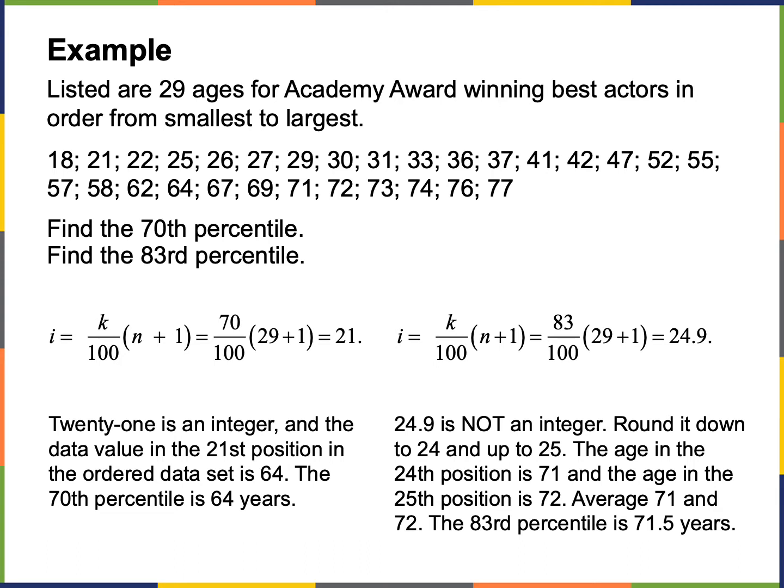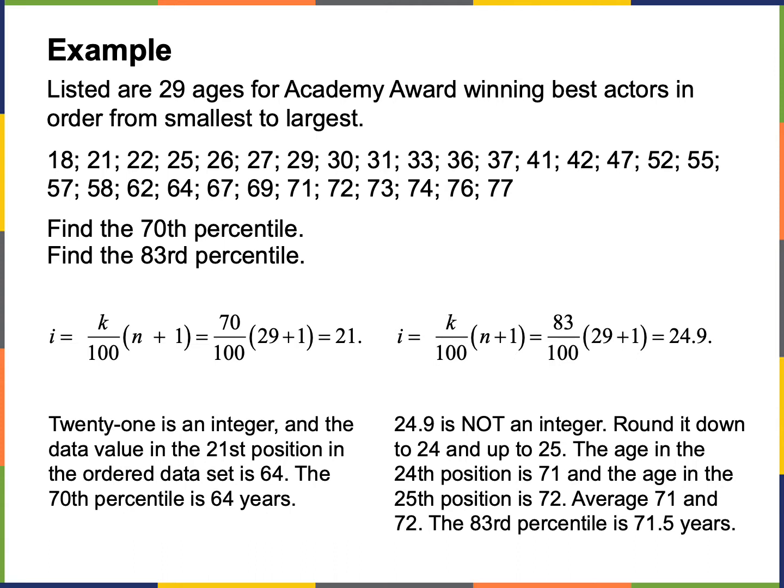Okay, now let's do another one. What if they're asking us for the 83rd percentile? In this case, K is 83, so we plug that in. N is still 29 because that's our sample size, the number of numbers. N will stand for sample size throughout the whole course. So we plug that in.